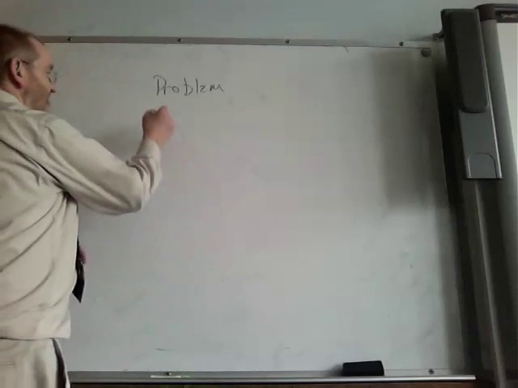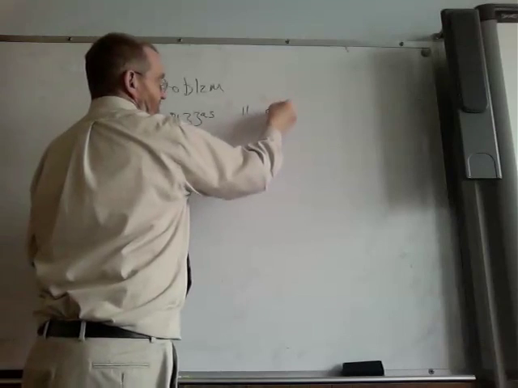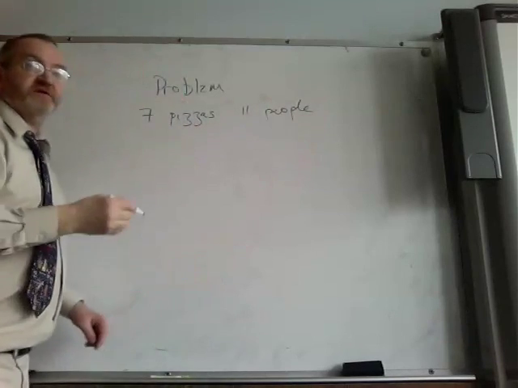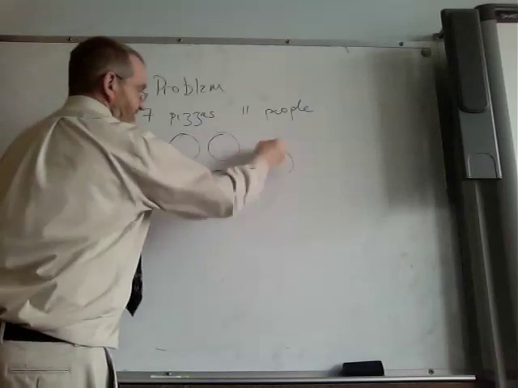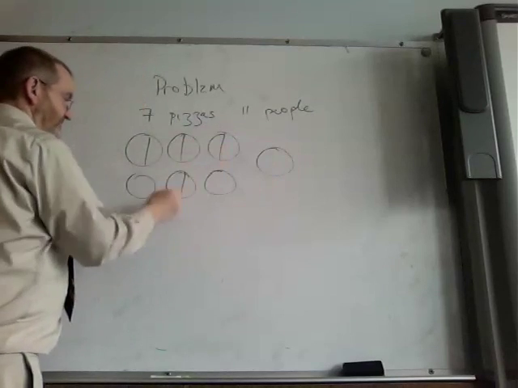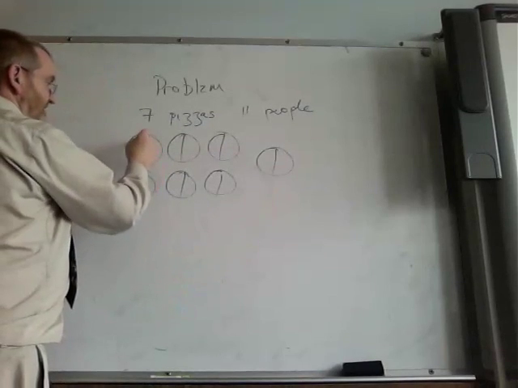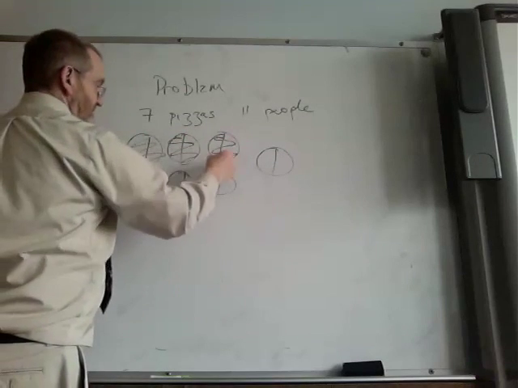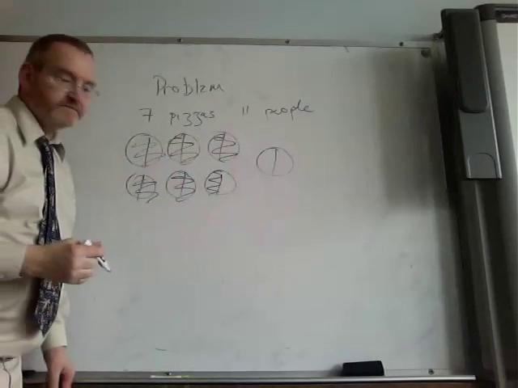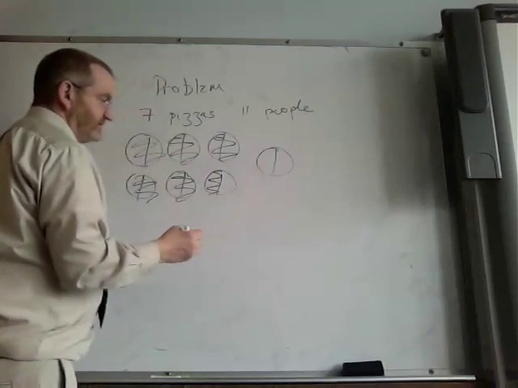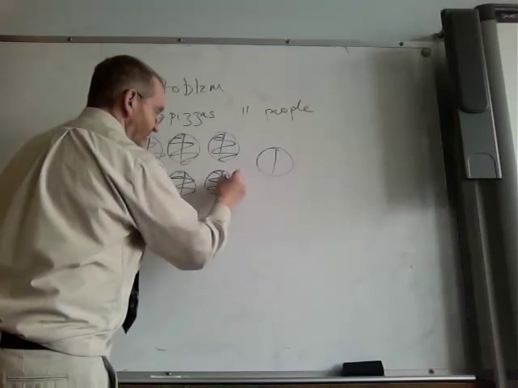So the first problem we had is 7 pizzas, 11 people. Okay, 7 pizzas, 11 people. And we saw that the way to do this is, first of all, to divide them in half. So we can quickly give 11 halves. And that leaves 3 halves left over. And we want to divide those 3 halves among 11 people. So we'll divide those into 8ths of a pizza.